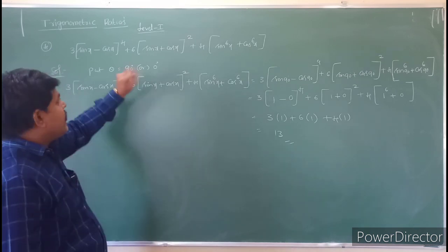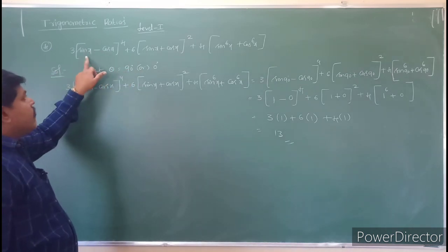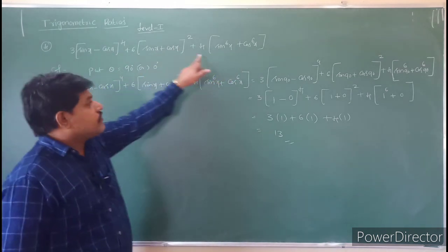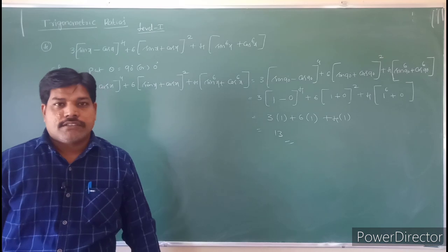So see this one, I am taking theta is equal to 90. What happens? It will become 1. It will become 1. It will become 1. 3 plus 6 plus 4, 13 is the answer.